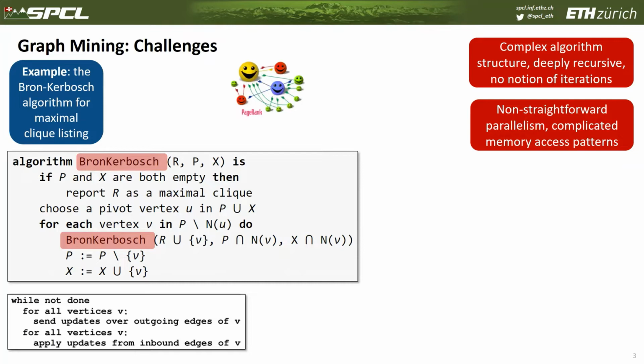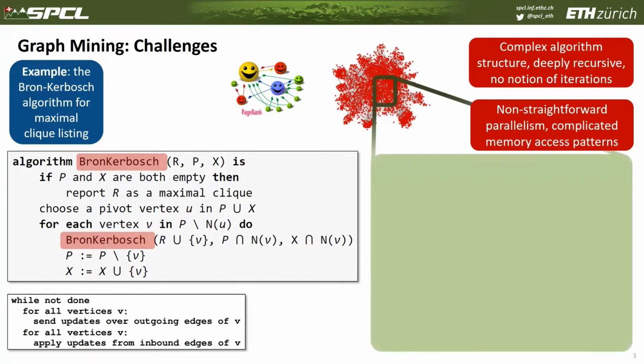As a comparison point, let's take a look at PageRank. In PageRank, all we have to do is to iterate over all the vertices and send updates to our neighbors. From every vertex, we send some updates to our neighbors, and then we gather the updates from the neighbors. PageRank is used to, for example, rank websites.